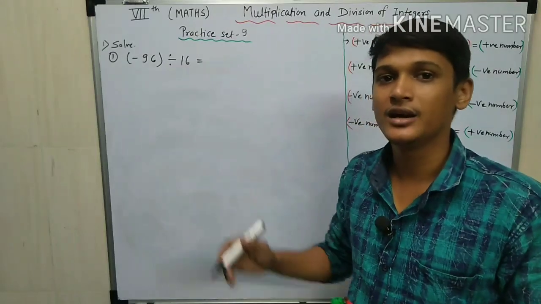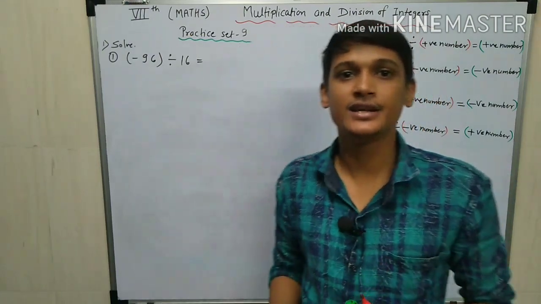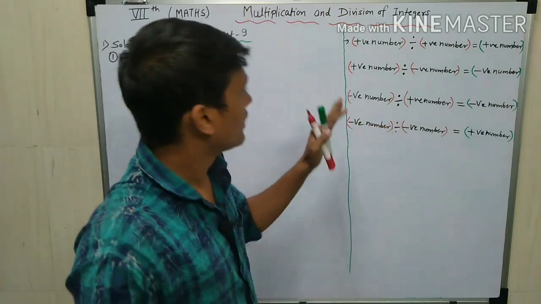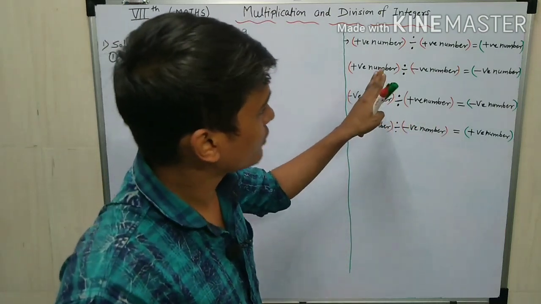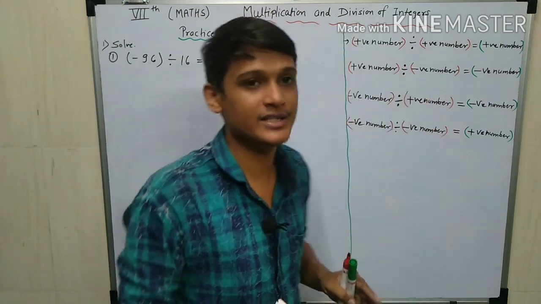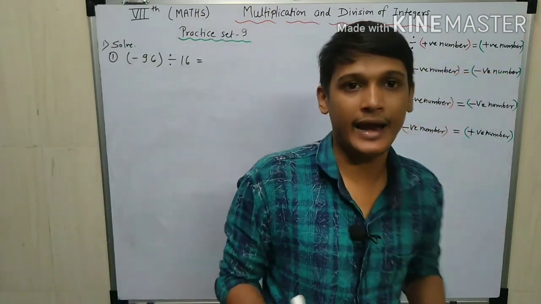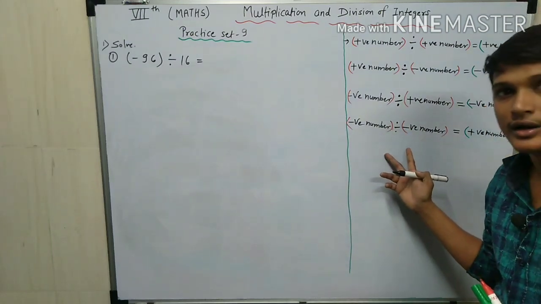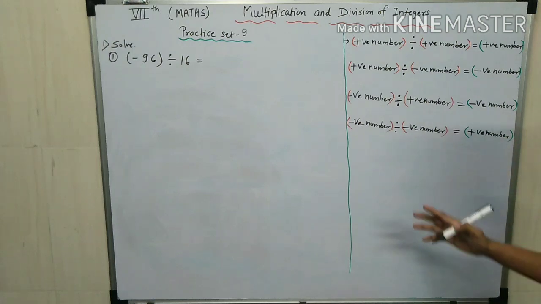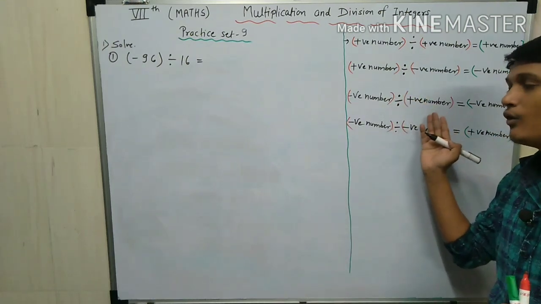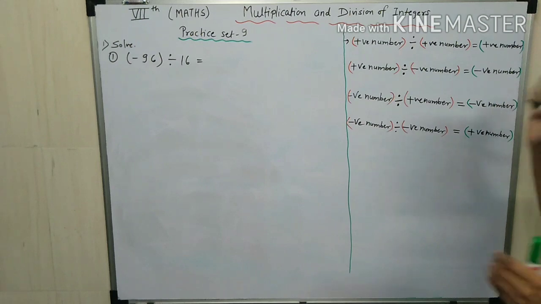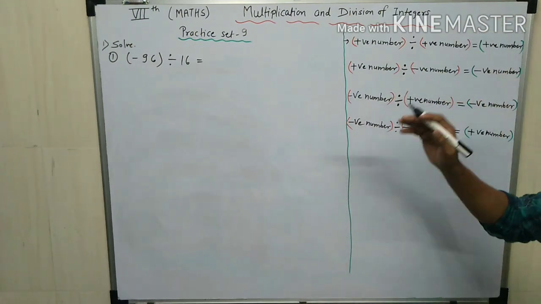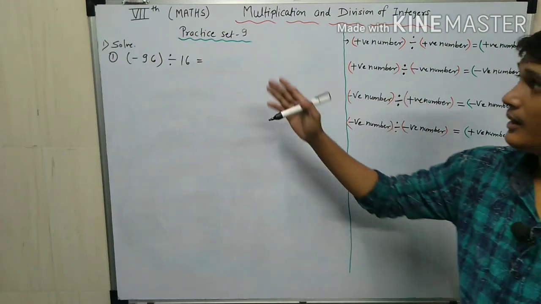Now second is division of integers. There are also 3-4 steps. Now the first step is what? The quotient of two positive integers is positive. The quotient of two negative integers is what? Positive integer. The quotient of one negative and one positive integer is equal to what? Negative number. Now the first question is, you can solve practice set 9.